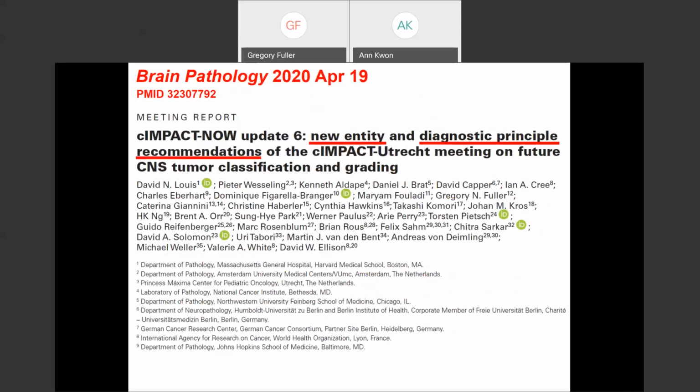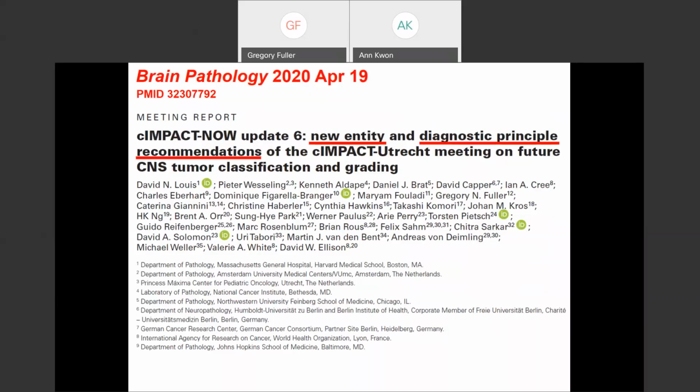Update 6 is the meeting report. See that highlight, meeting report of the cIMPACT Utrecht meeting on tumor classification and grading, which was held to inform the creation of the WHO 2020. Now, two broad areas were focused on at this meeting, and this is the report of the meeting. New entities, all of these entities that have come up in the literature since 2015, because for WHO 2016 most of the data was up to 2015. So we're 5 years down the road from WHO 2016.